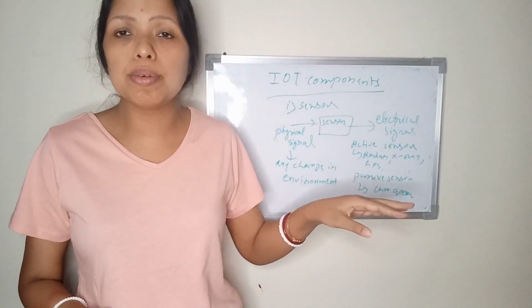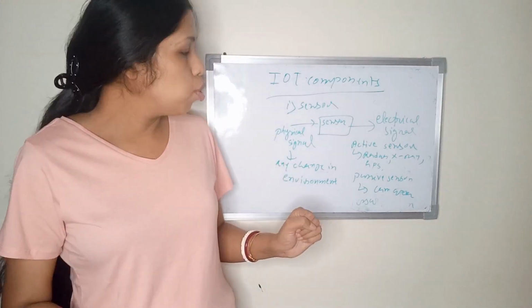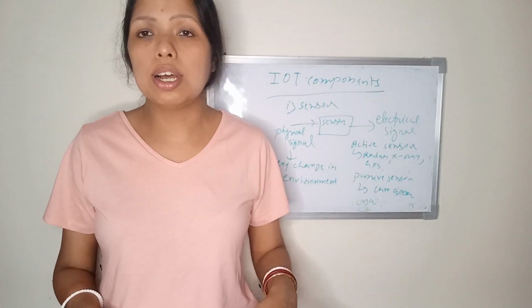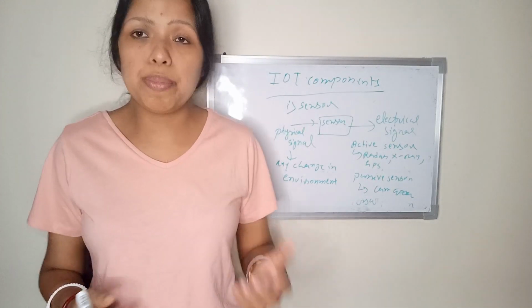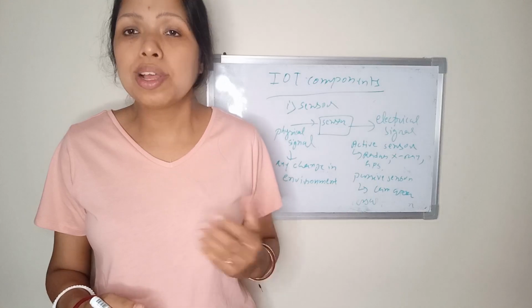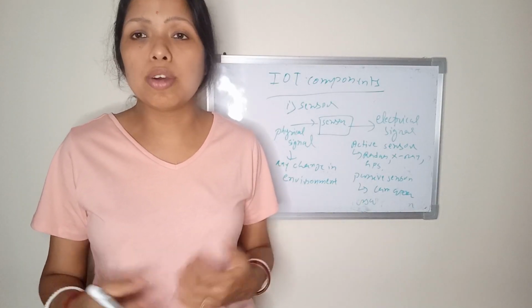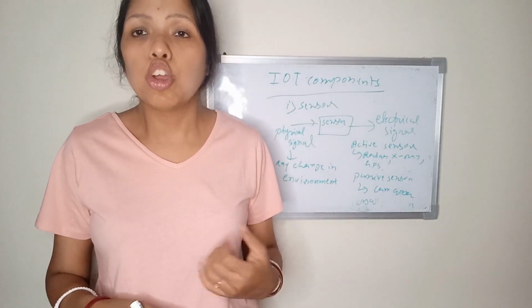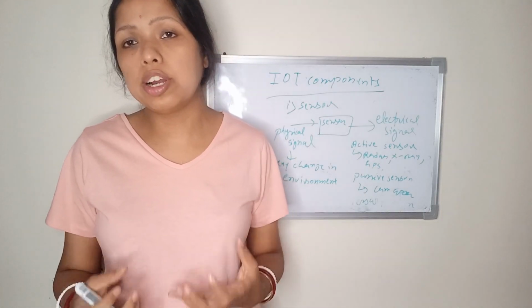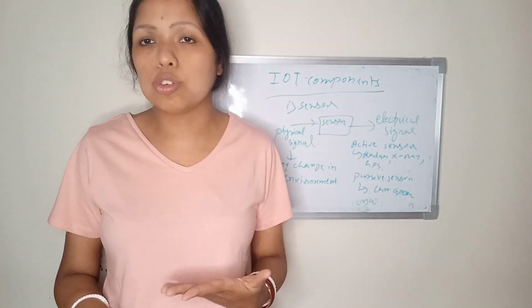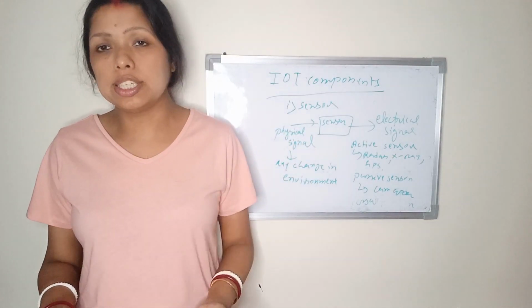So I have given examples of the passive sensor and the active sensor, right? Apart from that, you can think about how many sensors are available in our daily life: temperature sensor, pressure sensor, visibility sensor, motion sensor, water boiling point detecting sensor, humidity sensor, gas sensor. For different applications, you can use these kinds of sensors.